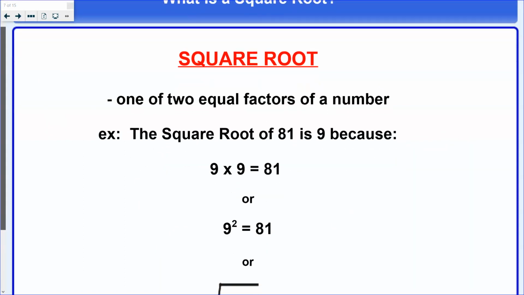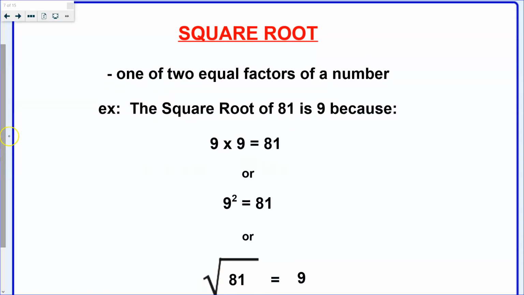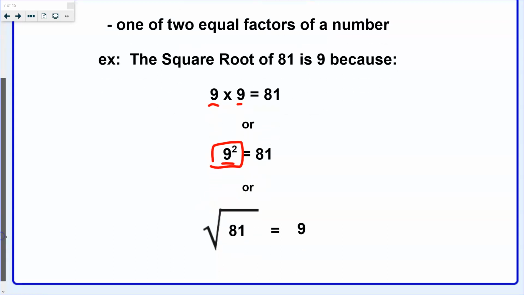All right, and again, we'll replay that into just simple words instead of all my scribbles. So square root is one of 2 equal factors of a number. 81 we'll use. Square root of 81 is 9 because 9 times 9, or 9 squared, we're going to use that exponential notation. Or it can be shown as the square root of 81 is 9. But again, your key numbers here.